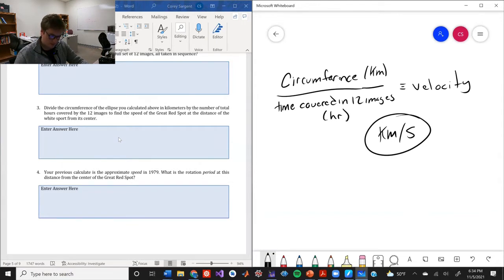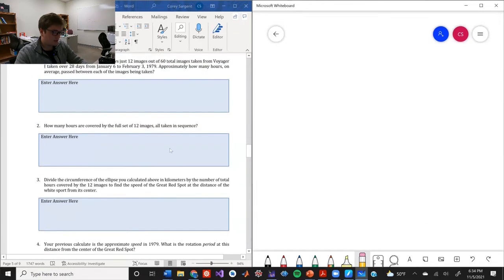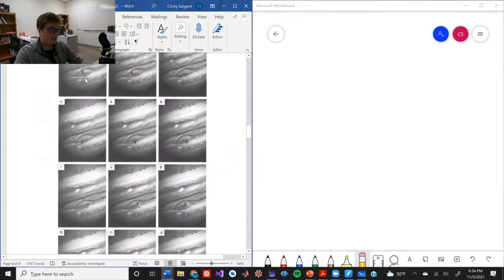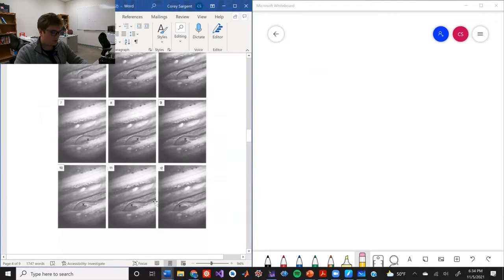All right, now how about this last question? This last question 4 says our previous calculation is the approximate speed in 1979. What is the rotation period at this distance from the center of the Great Red Spot? Well, this is kind of a question that's asking the same thing as something we found already, right? So we know that one rotation period is shown in this group of 12 images, right? One rotation period of this x is shown here because we see that in image 1, the x is here, and image 12, it's at the same spot. It's gone around once.